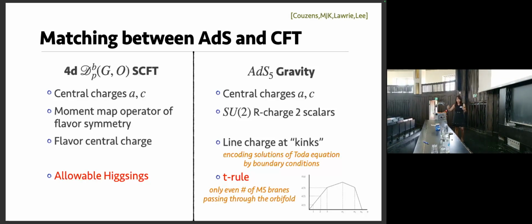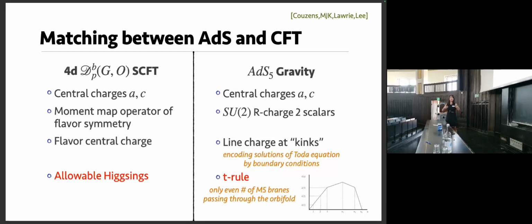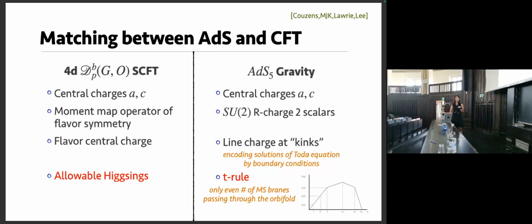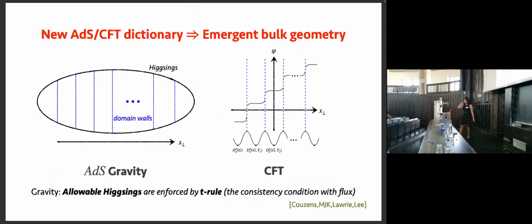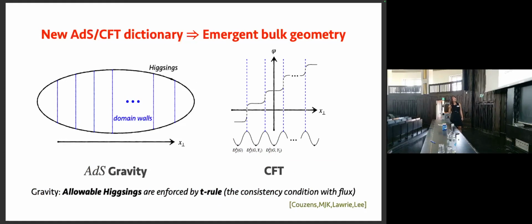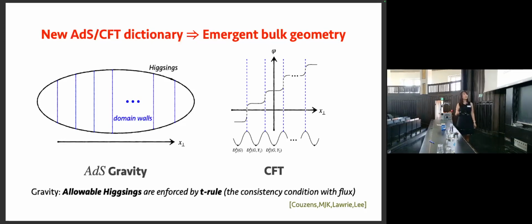So what it means is that only an even number of M5 branes are passing through the orbifold, so that in turn, not every possible type of partition is allowed, and only particular parts are allowed, and that's going to give rise to what are the allowed nilpotent Higgsings you're allowed to take. So what I really mean by that is that now we have an AdS5 gravity solution that's described by the line charge in individual cases, and where the Higgsings are allowed, so that the boundary CFT, we have looked into these explicit nilpotent Higgsings that are cataloged by the different orbits.